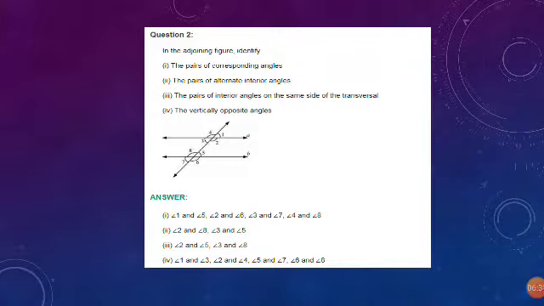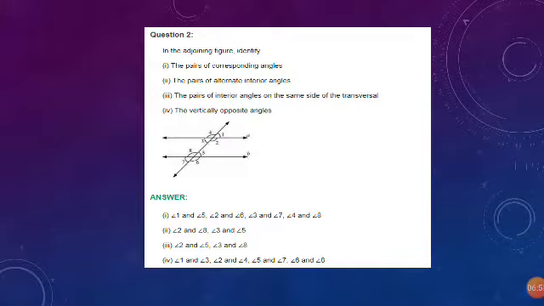The pair of interior angles on the same side of the transversal: angle 1 and angle 3, angle 2 and angle 4, angle 5 and angle 4, angle 6 and angle 8.